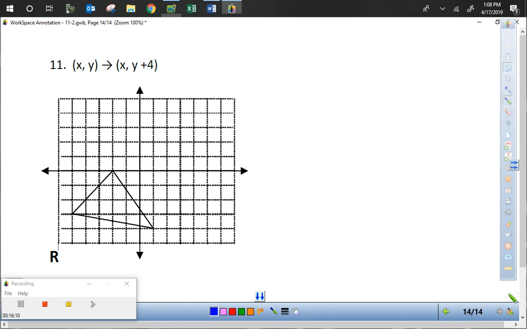Last problem here, you'll notice something a little bit different about the rule. The first piece in our ordered pair here just says X. It doesn't say plus something, it doesn't say minus something. That means that X gets to stay the same. So we'll put our 3 points on here again, just like the last couple. So A, B, C. Highlight that.